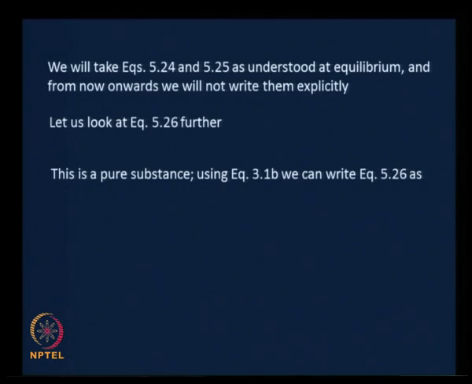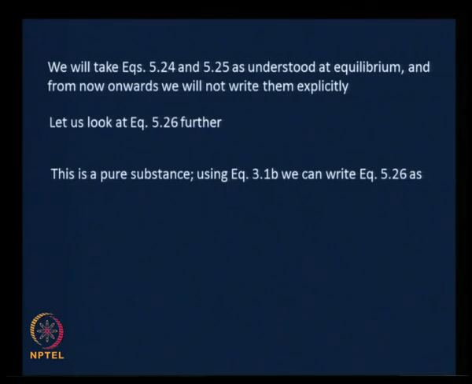This is a pure substance, and we know that from the condition of equilibrium, equation 5.26, mu of the pure substance in the vapor phase equals mu of the pure substance in the liquid phase. Therefore, we can use equation 3.1b, which is the expression for the chemical potential, and expand that as mu equals mu naught plus RT ln f. The mu naught plus RT ln f of the pure substance in the vapor phase must equal mu naught plus RT ln f, the fugacity of the pure substance in the liquid phase. Recall this from module 3, mu equals mu naught plus RT ln f. This is for a pure substance.